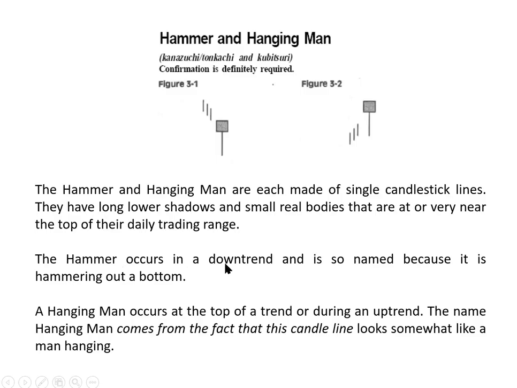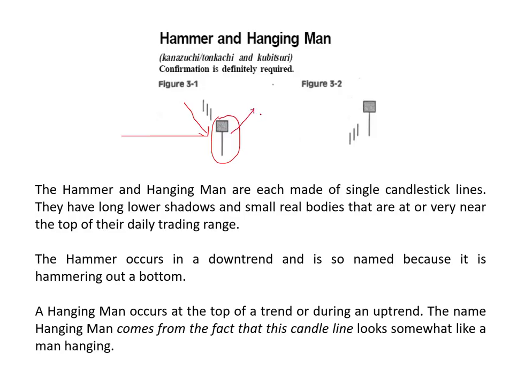The hammer occurs in the downtrend and it is so named because it is hammering out the bottom. Here you can see this hammer. This was the downtrend in the market. And somewhere at the end of the trend, we can see that there was a hammer happening. So here it is hammering out the bottom. From that day onwards, if there is a white bar the next day, the trend might change for the short term.